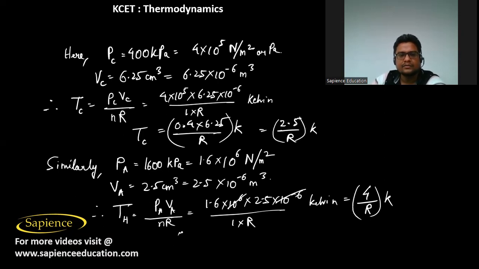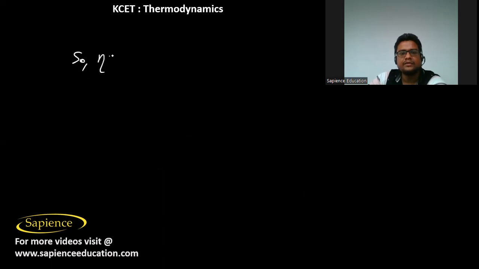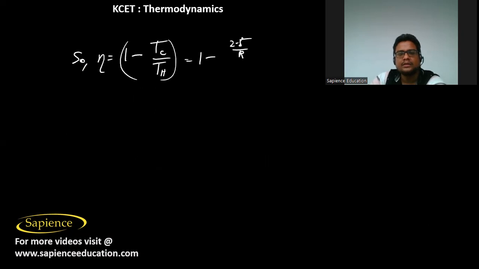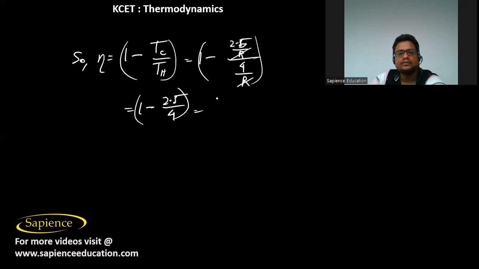Therefore, we can say the efficiency of the Carnot's engine will be 1 minus TC by TH, which is 1 minus temperature of cold reservoir by temperature of hot reservoir, which is 1 minus 2.5 by R divided by 4 by R. So R and R will cancel. So this will come 1 minus 2.5 by 4, which is 4 minus 2.5 by 4, equal to 1.5 by 4.